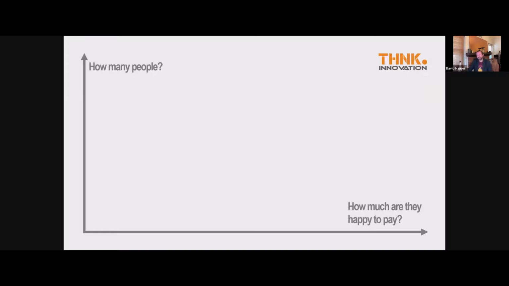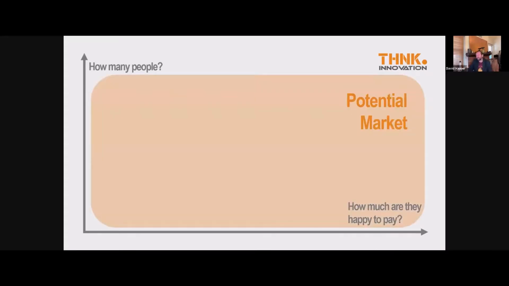And the multiplication of those two numbers, the number of people times what they're happy to pay, that is the potential market that we're dealing with.